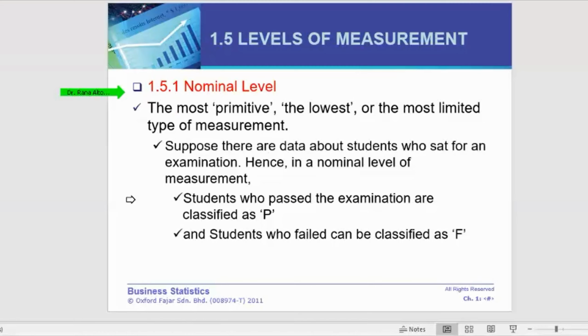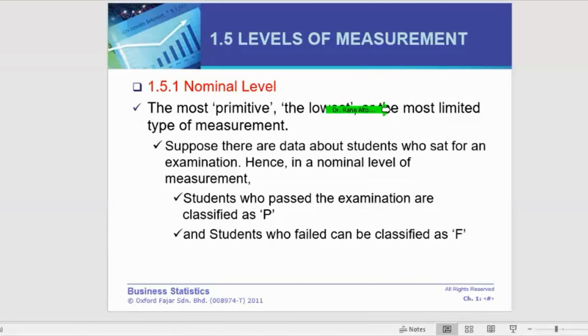As an example, suppose there is data about students who sit for an examination. Hence, a nominal level of data is students who pass get P, students who fail get F. That's it. There are no more details about this data, okay? So the nominal level of measurement: we collect data, and now we want to have measurement. We need to understand something about this data. So the minimum level of measurement, we call it the nominal level, which gives us the minimum level of information about this data, or what we call the most limited type of measurement.